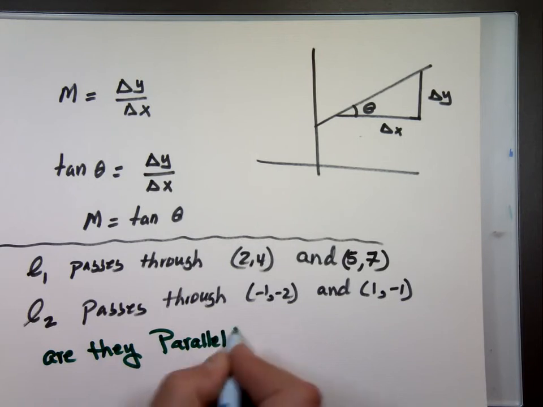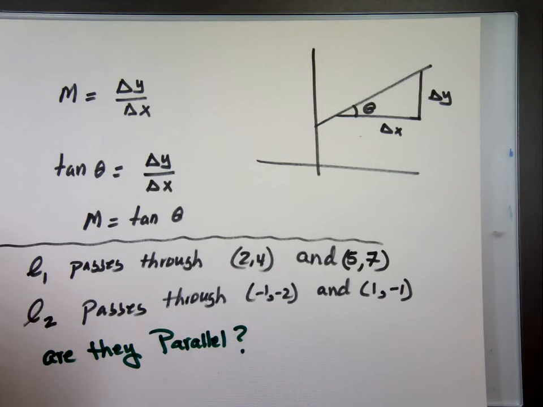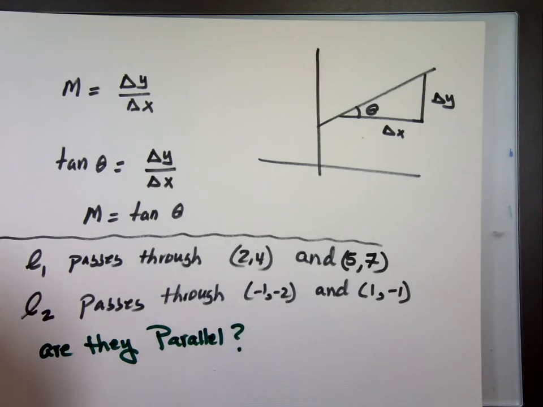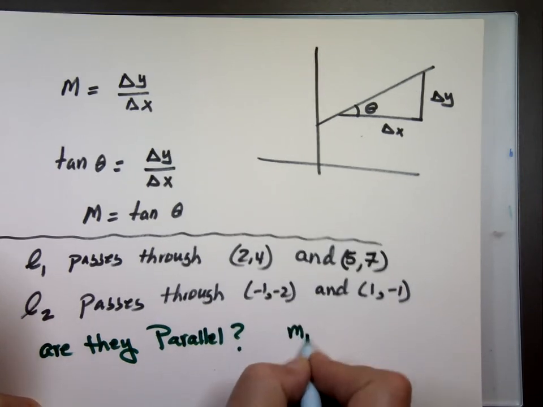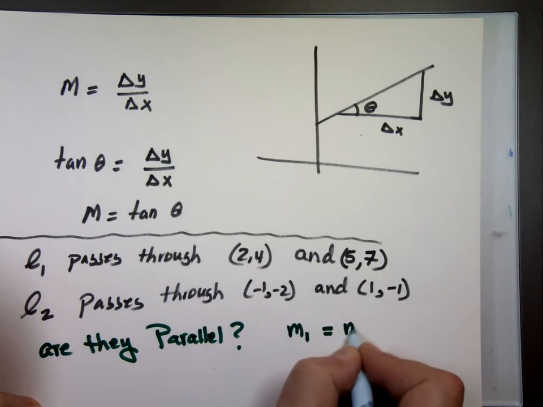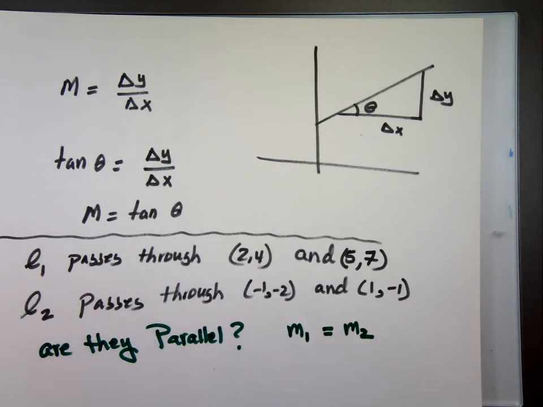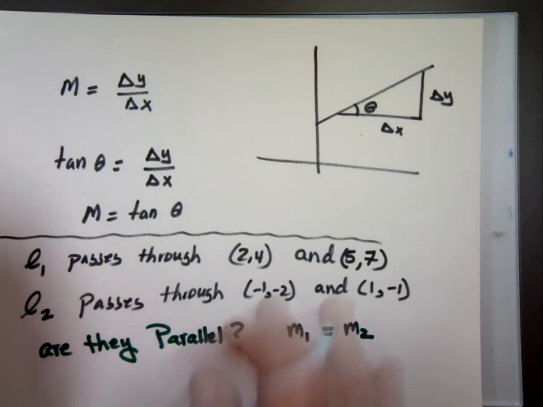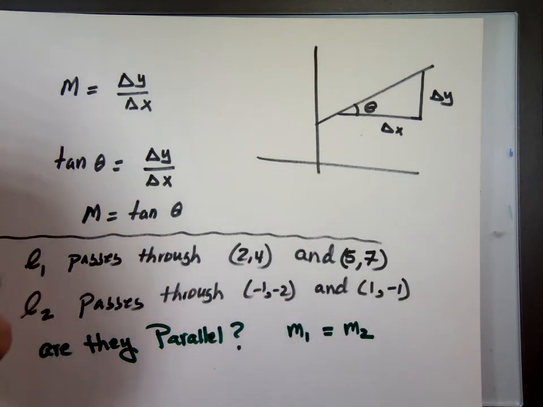Parallel? How do we know if they're parallel or not without even graphing them? They have the same slope. Very good. The slope of the first line has to equal the slope of the second line. So if the slopes are the same, they are parallel. So we can go and calculate their slope and see if they are equal. I'll do that in a minute.